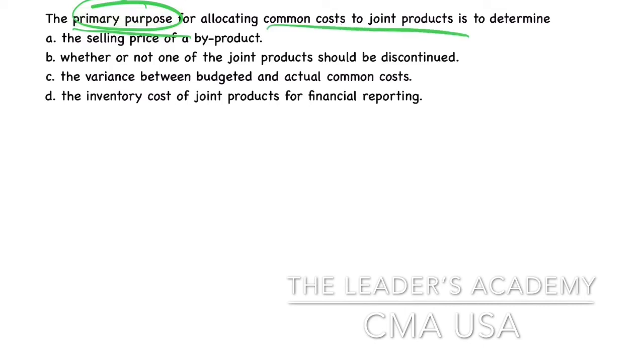Got it? So by allocating the common costs to these joint products, what are we going to determine? Option A, selling price of a byproduct. To find the selling price of a byproduct, we don't allocate common costs. The selling price of a byproduct can finally be found by the market price, how much we are able to sell and how much cost we have actually incurred, and not by allocating common cost to joint products.